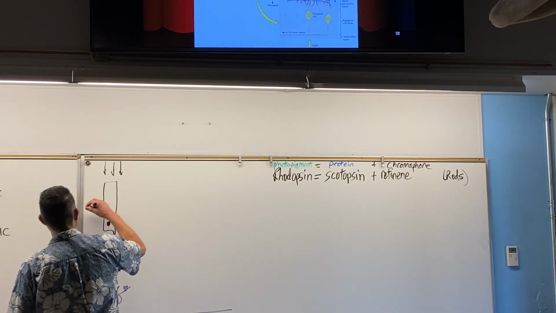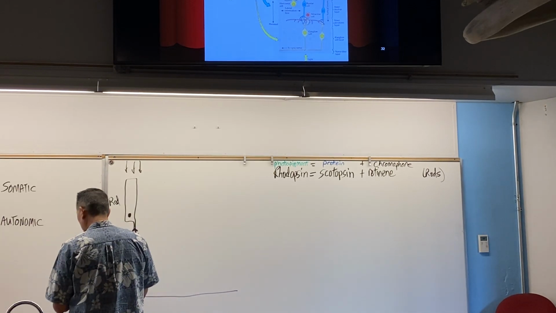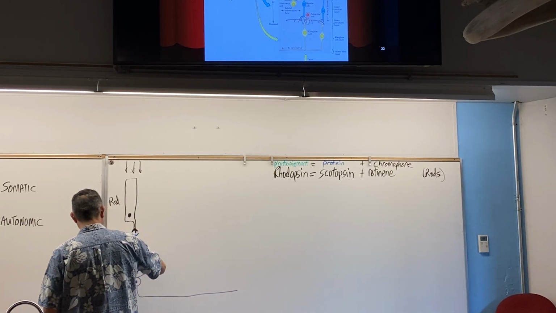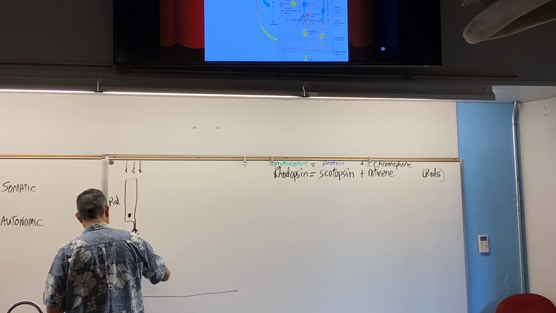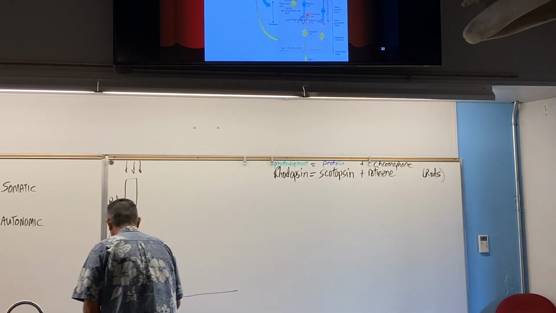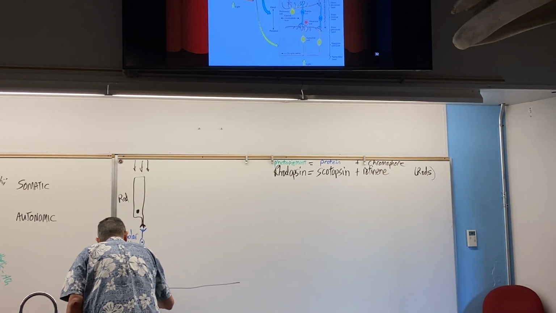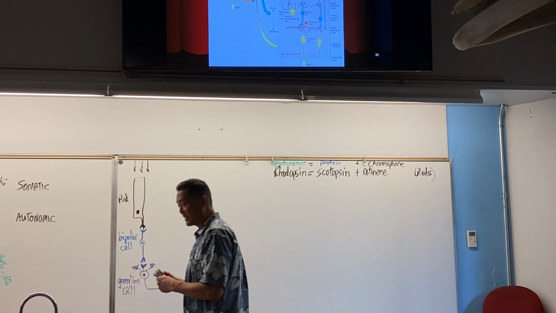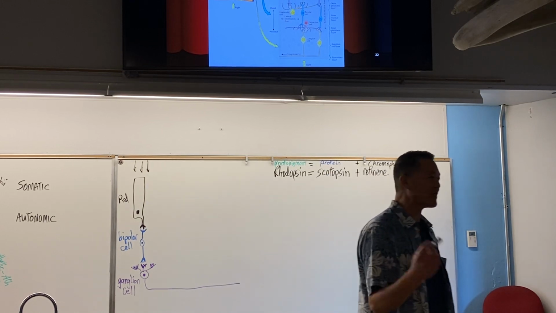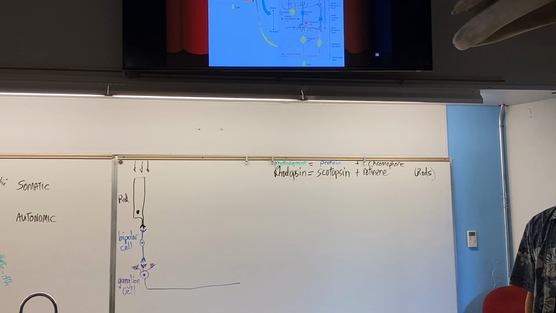So this is the rod. It synapses with the bipolar neuron, or bipolar cell, same thing. And it synapses with a ganglion cell. Now what you want to write next to the ganglion cell is that the ganglion cell is a multipolar neuron. Multiple dendrites, can you see that? One axon hillock, one axon. Multipolar neuron. Everybody see that?